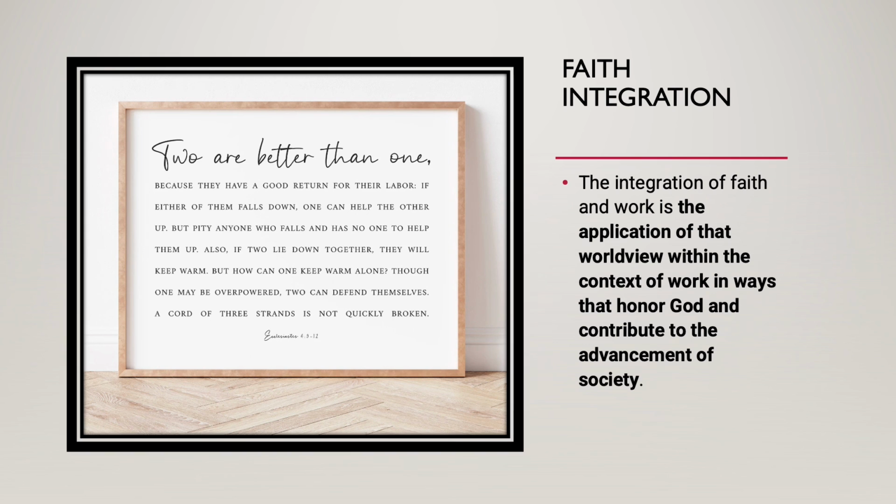A great biblical reference would be Ecclesiastes 4:9-12. Two are better than one because they have a good return for their labor. If either of them falls down, one can help the other up. But pity anyone who falls and has no one to help them up. Also, if two lie down together, they will keep warm. But how can one keep warm alone? Though one may be overpowered, two can defend themselves. A cord of three strands is not quickly broken.